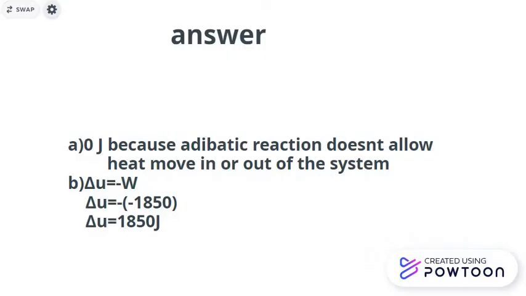Drum rolls please. The answer is 0 joule, because an adiabatic process doesn't allow heat to move in or out of the system. So for question B, delta U is equal to negative W, and W is negative 1850, in brackets of negative. So the answer is 1850 joule.